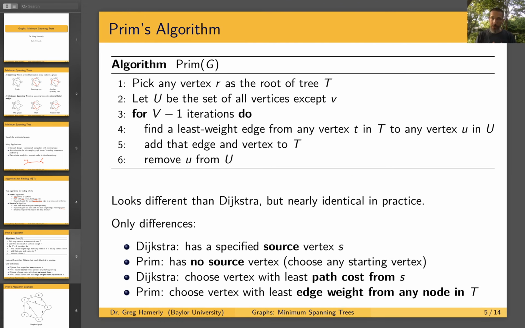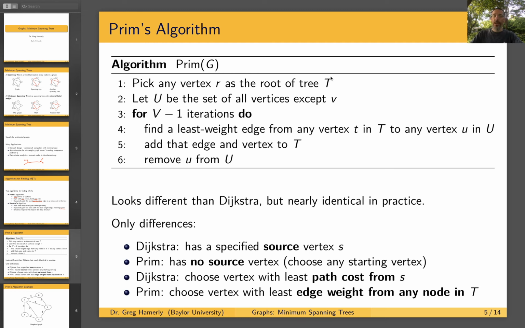So here's Prim's algorithm. Keep in mind, this is very similar to Dijkstra's algorithm, even though the code here looks very different. You're given a graph G, you're not given a source vertex S because you can start anywhere. So you pick any vertex R as the root, or the starting vertex of our tree. It doesn't matter where you start because you're going to have to get to every vertex anyway.